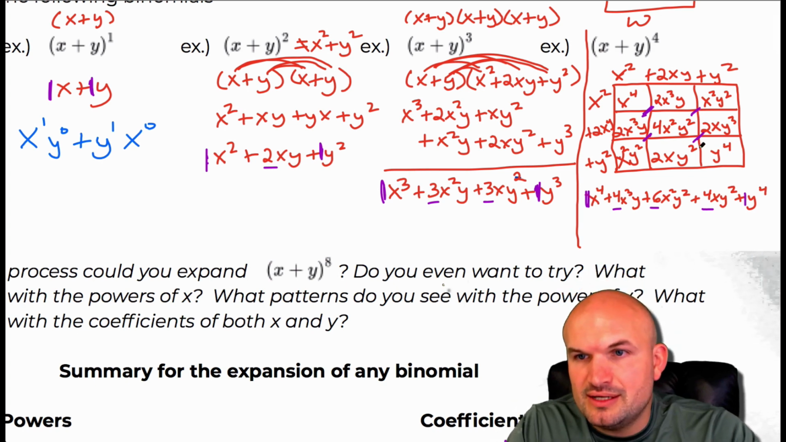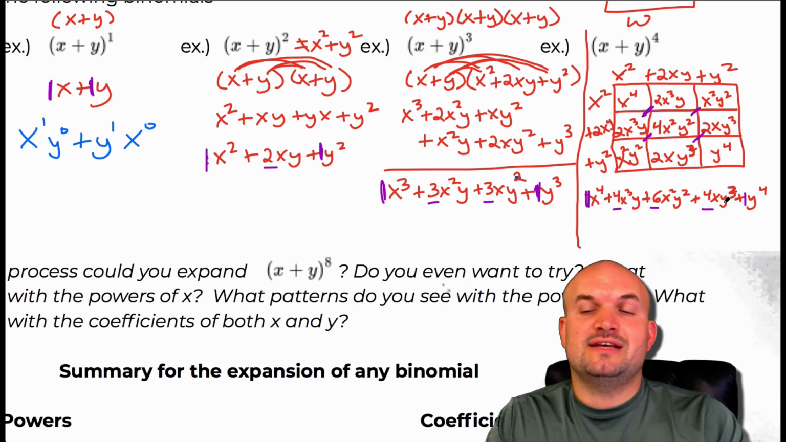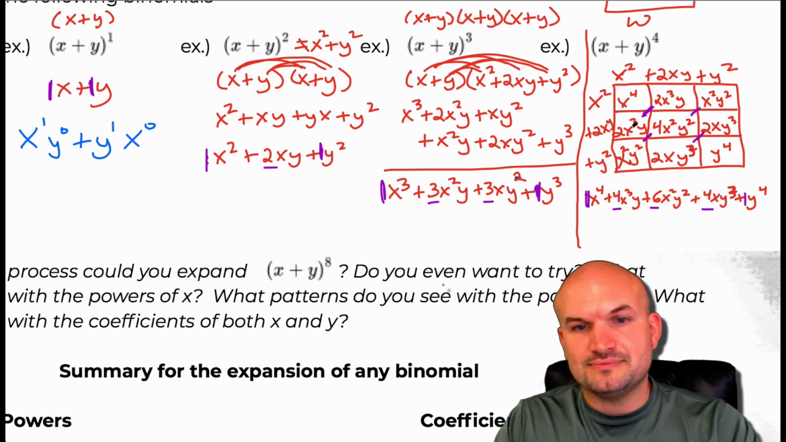Oops, I made a mistake there. That should be y cubed. So then that's going to give you y cubed, y to the fourth.